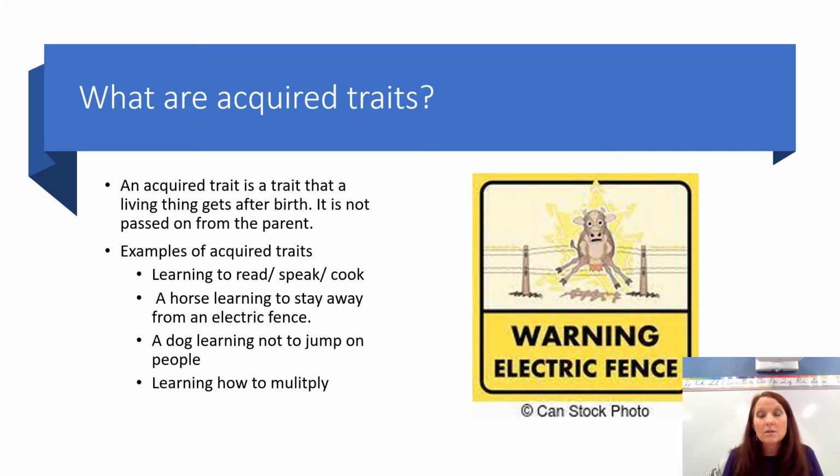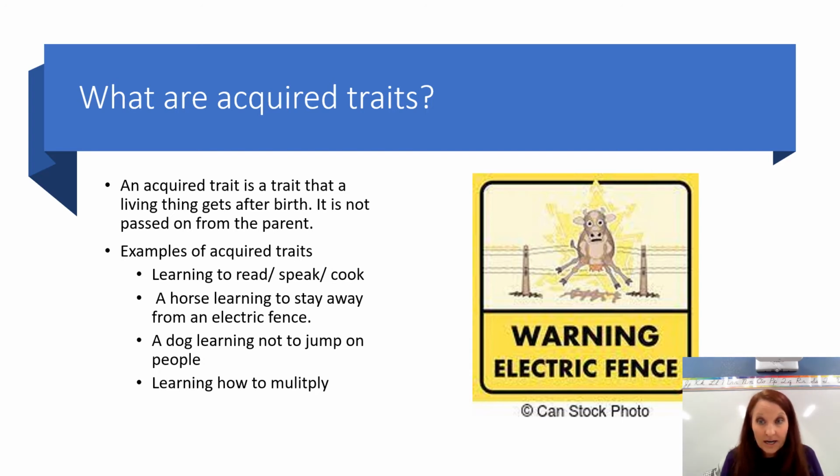Also, dogs learning not to jump on people. So if you had a dog that was jumping up on people and you trained it somehow to not do that, that is an acquired trait. They had to learn what to do to behave the correct way.